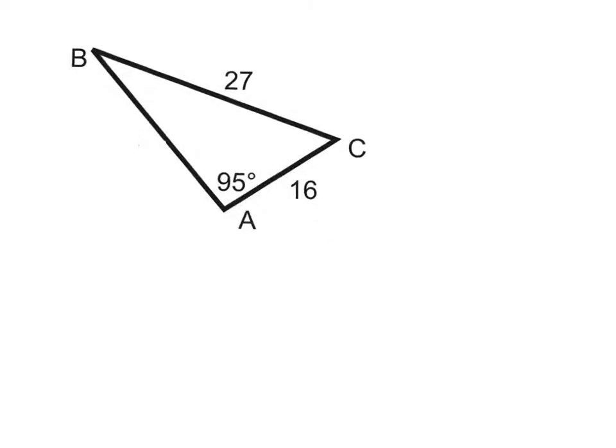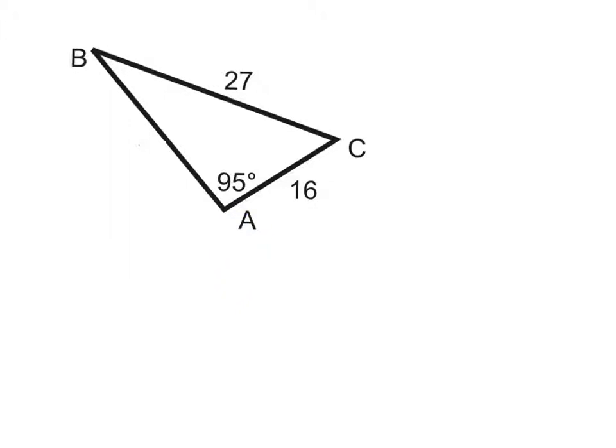So in this video, I'm going to show you how to use more advanced formulas to figure out missing parts of a triangle. We cannot use SOHCAHTOA in this example because this is an obtuse triangle. SOHCAHTOA only gets used when there's a 90-degree angle in the triangle. We've got 95 right here.